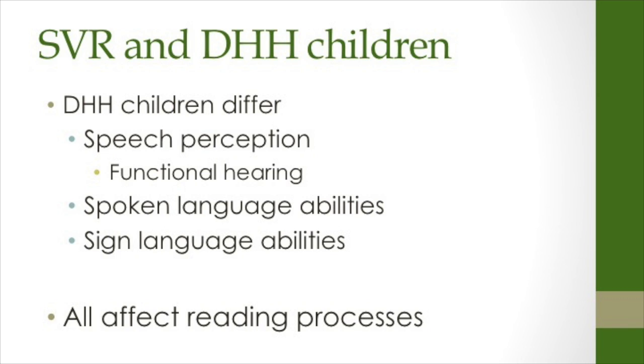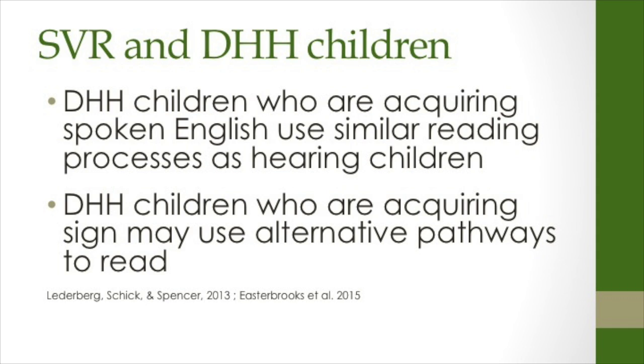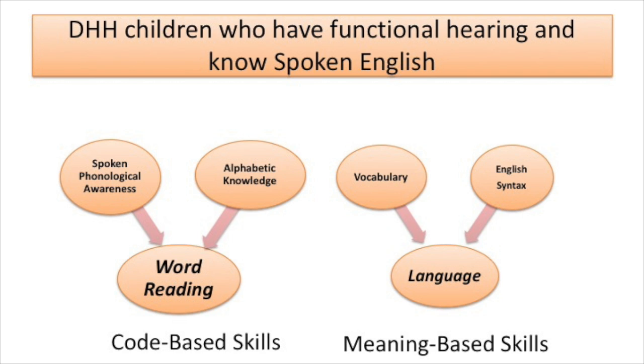Children who have functional hearing may be acquiring spoken language, or they may be acquiring sign language. Other children without functional hearing are only acquiring sign language, and we think these all affect reading processes. In fact, CLAD has taken the hypothesis that deaf children who are acquiring spoken English use similar reading processes as hearing children, but deaf children who are acquiring sign use alternative visually based pathways to read. And so I'm going to spend the rest of the talk talking a little bit more in depth about what that means. So if you look at the next slide, deaf children who have functional hearing and no spoken English, in the context of the simple view of reading, are doing word reading and language. And what I put above those big components are the skills, the sub-skills that are important for that to happen.